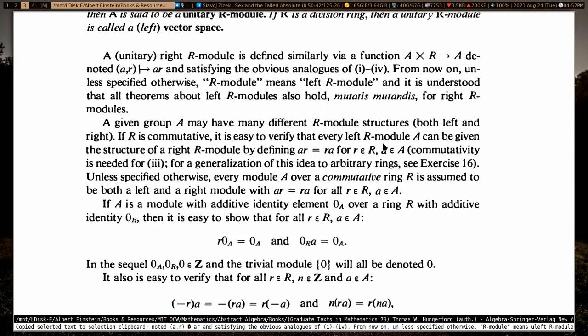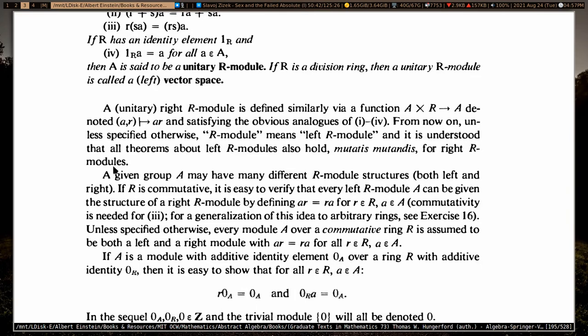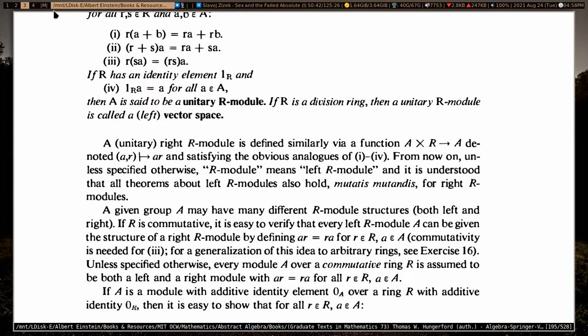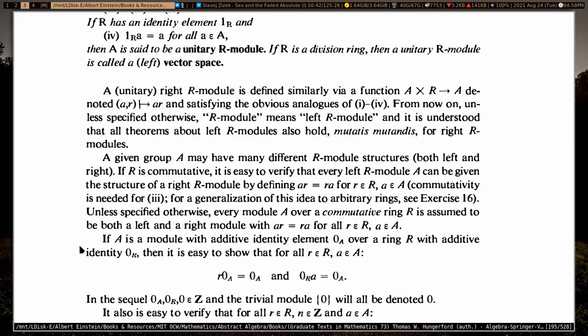Okay, so what else? So he says a given group A, so that's the additive abelian group that we're considering, can have different module structures on it. So if you have a commutative ring, every left module can be given the structure of a right module, because your multiplication is commutative and your associativity makes it possible. So that's that.